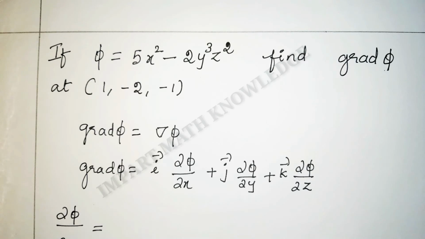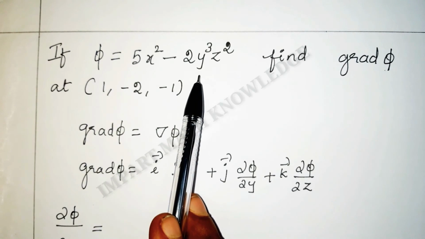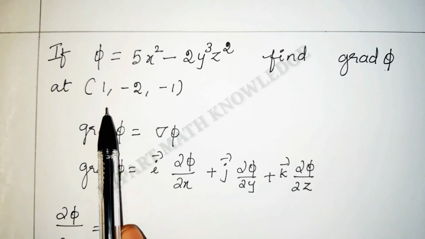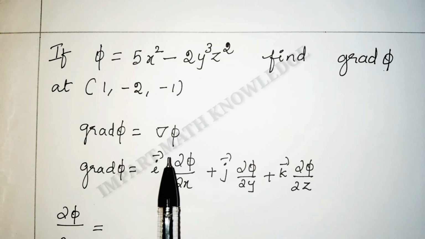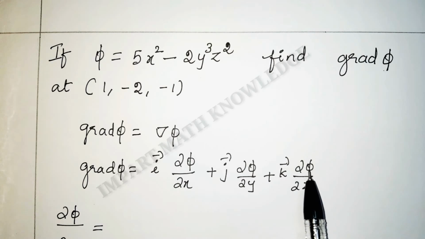I will explain gradient through some examples. If phi is equal to 5x squared minus 2y cubed z squared, find grad phi at the point 1, minus 2, minus 1. Grad phi is nothing but del phi. That is i vector dou phi by dou x plus j vector dou phi by dou y plus k vector dou phi by dou z.